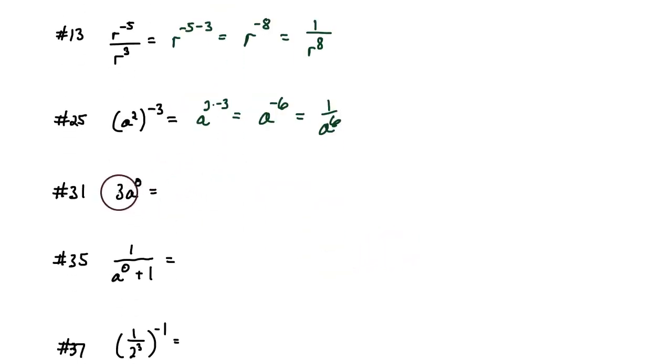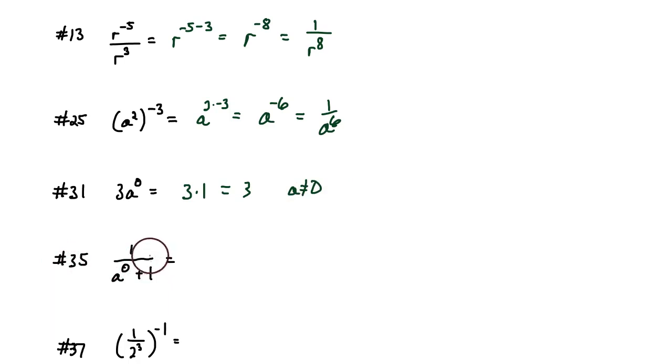Number 31, we have 3 times a to the 0. One of the things we learned in this section was any number except 0 to the 0 power makes a 1. So this is equivalent to 3 times 1, which is just 3. And again, that is assuming that a is not a 0.